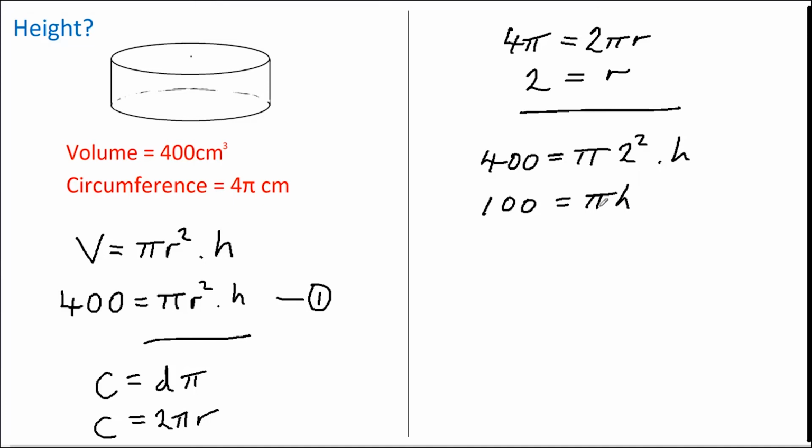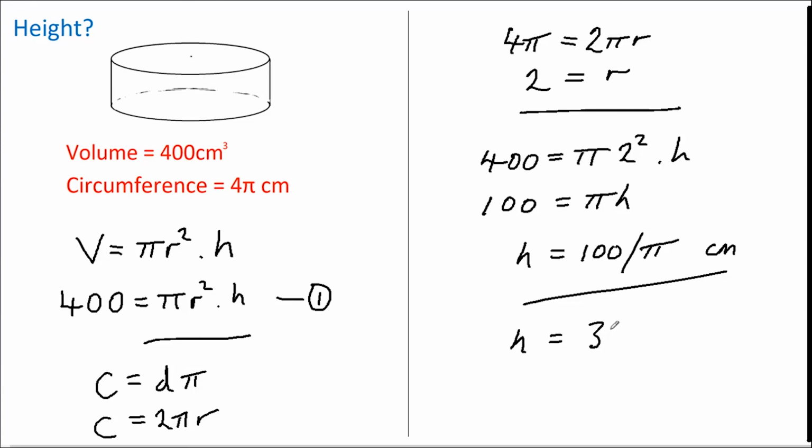And dividing both sides by pi, we get that the height is 100 over pi. And that's the answer. Don't forget your centimetres. And if you want that as a decimal, then the height actually equals 31.83 centimetres. Did you get it?